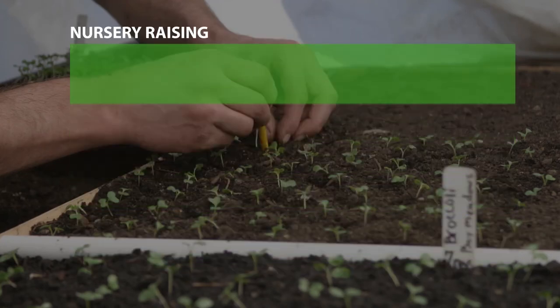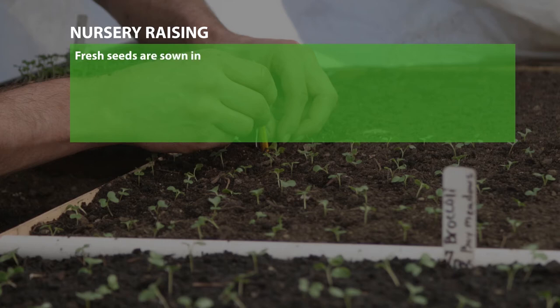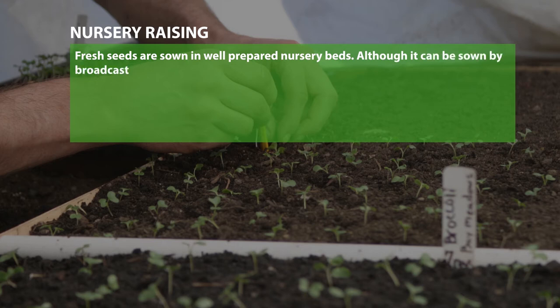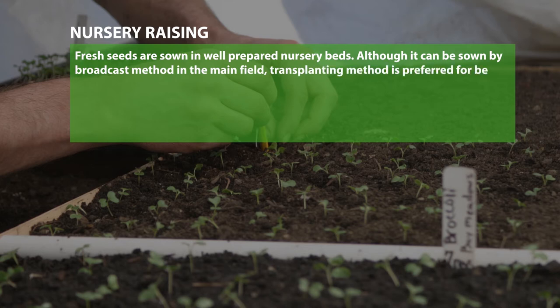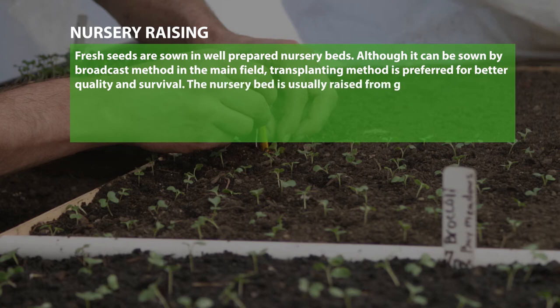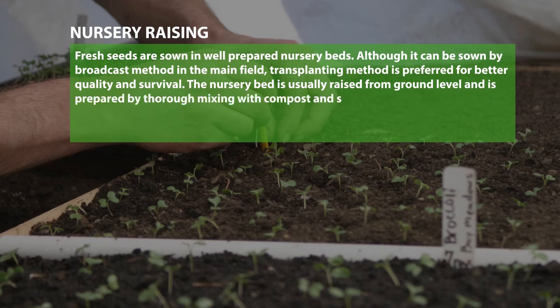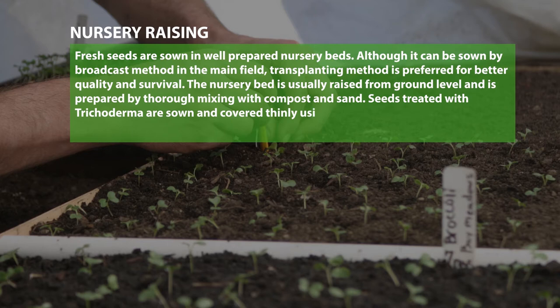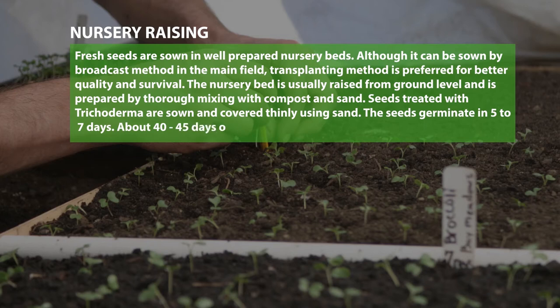Nursery raising. Fresh seeds are sown in well-prepared nursery beds, although it can be sown by broadcast method in the main field. The transplanting method is preferred for better quality and survival. The nursery bed is usually raised from ground level and is prepared by thorough mixing with compost and sand. Seeds treated with Trichoderma are sown and covered thinly using sand. The seeds germinate in 5 to 7 days. About 40 to 45 days old seedlings are transplanted in the main field.